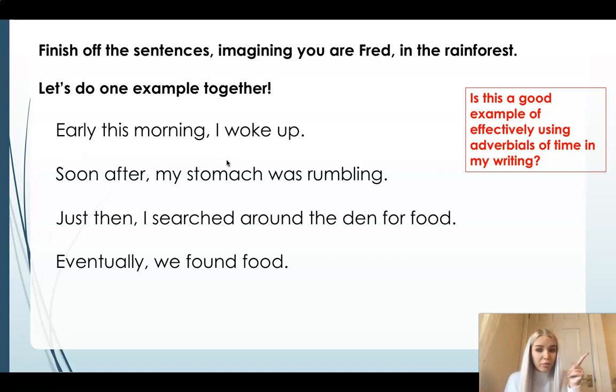You've done so much super practice on making sure that you create imagery in your narrative poems last week. So let's bring that knowledge over and use it in our diary entries too. My sentences are far too small. If my reader was reading this, they might be quite bored when they're reading it. And it doesn't really tell me much. Early this morning, I woke up. Soon after, my stomach was rumbling. Just then, I searched around the den for food. Eventually, we found food. The end. If you were reading that, would you fall asleep? Probably. Okay, we're going to have a look now at an example which is a bit better, and this is how I would like you to use this too.